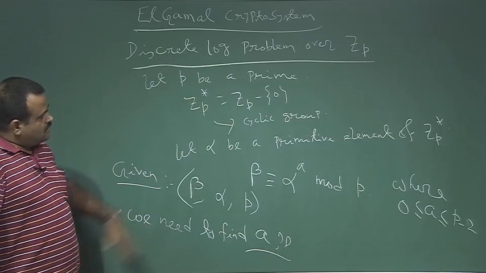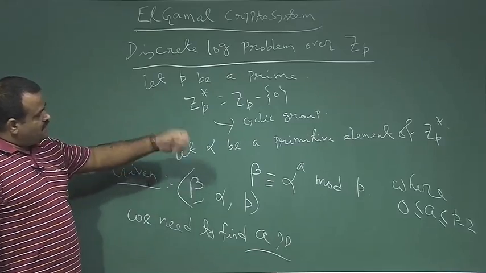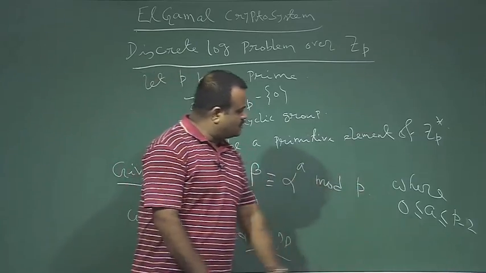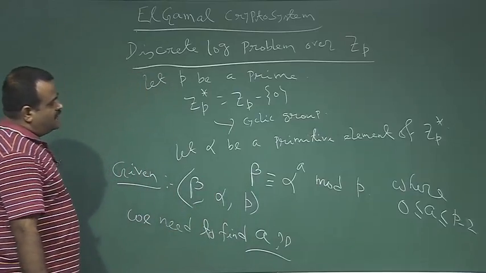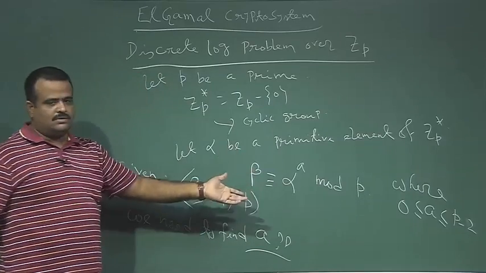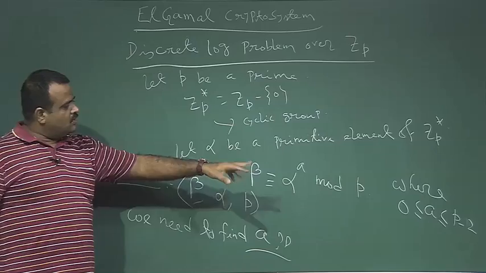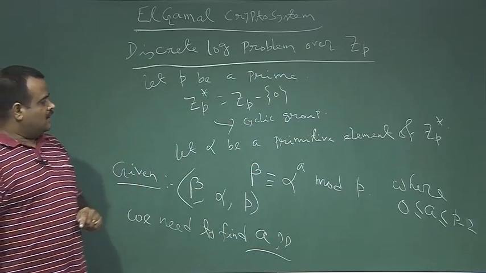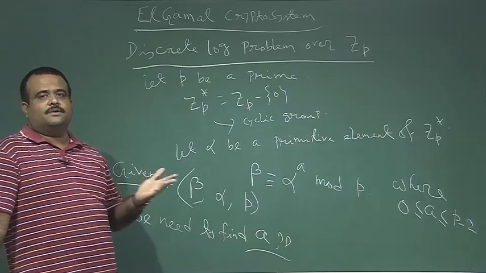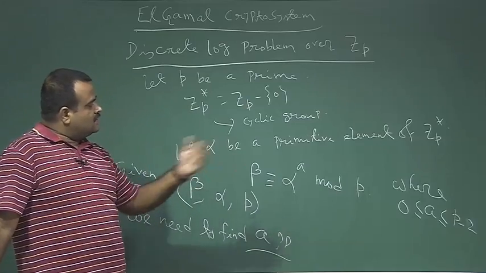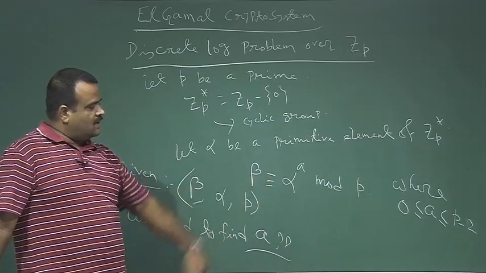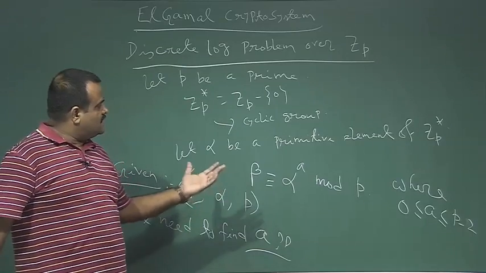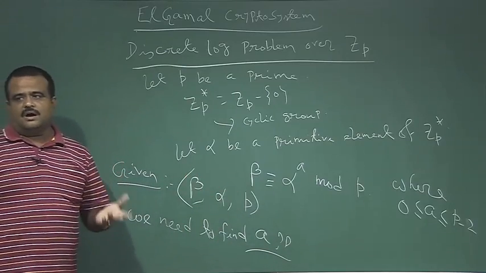So the brute force method is we can try all possible a. We know a is from 0 to p minus 1. So we choose first 0, then we compute alpha to the power 0 and check whether this is beta or not. Then we choose a equal to 1, like this. So this is the exhaustive search or brute force method. The time complexity will be of the order of this prime number. So if p is large, then the discrete log problem is hard.